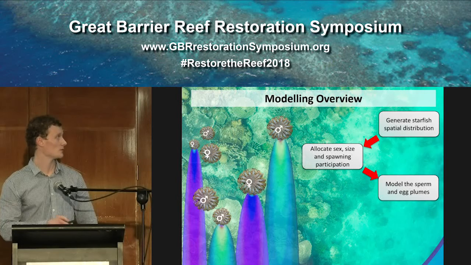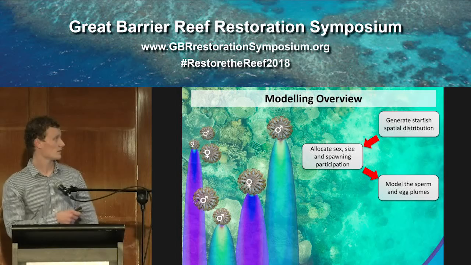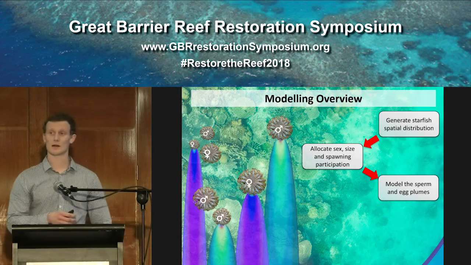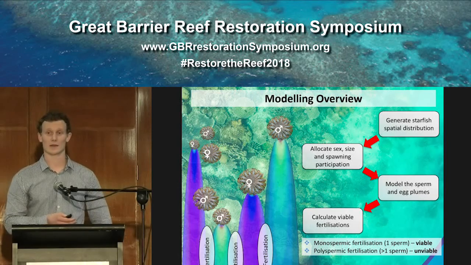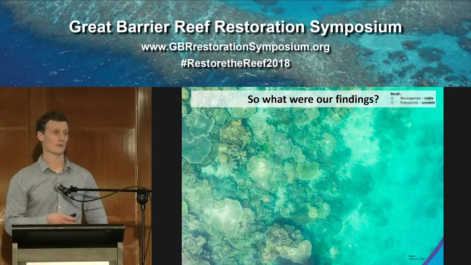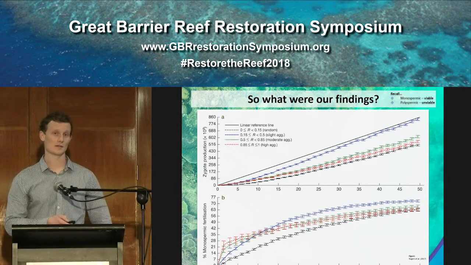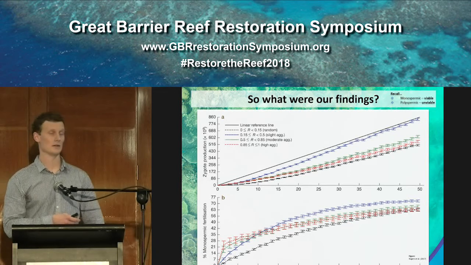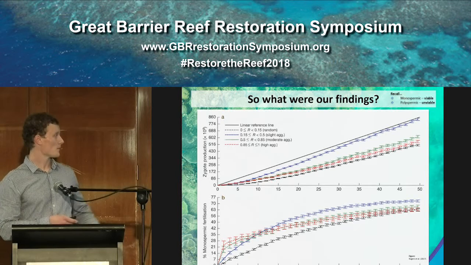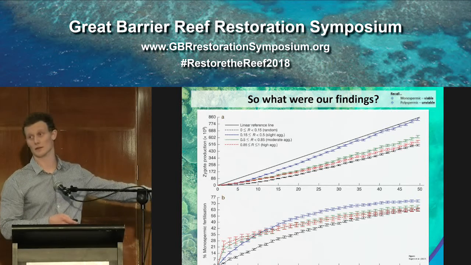So what did we find? We found that the recruit curve was upwardly curved across all of our densities and aggregation levels, so things were actually becoming relatively easier as the population density increased. We also found that in terms of the fertilization, things were greatly beneficial at higher aggregations to low density populations. So you can see that red curve at the top there is really high levels of aggregation.